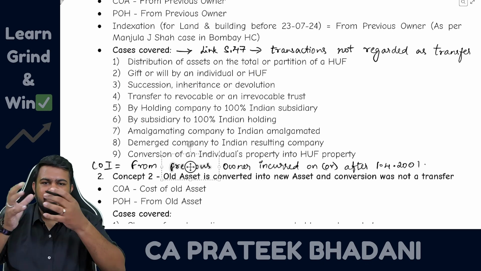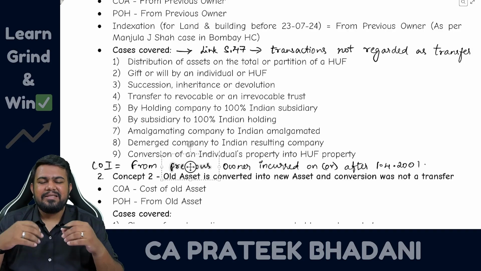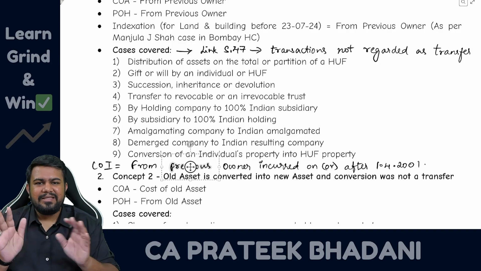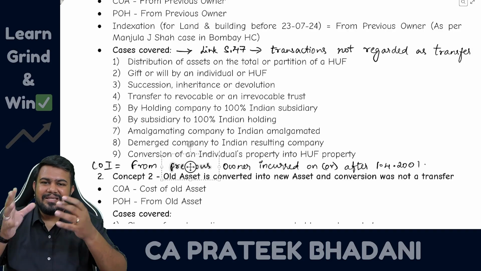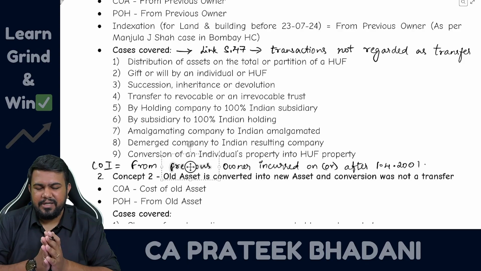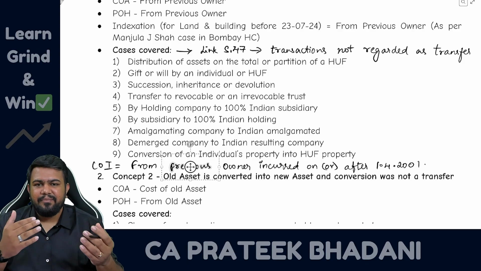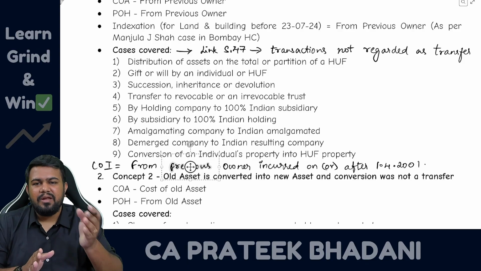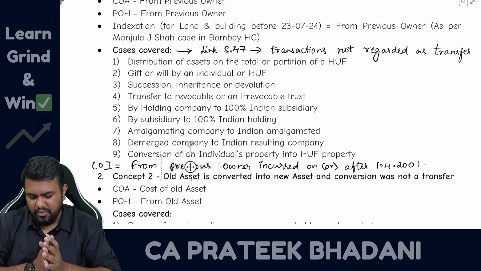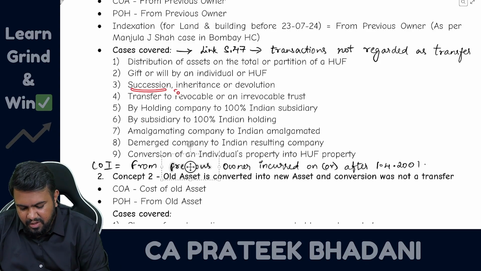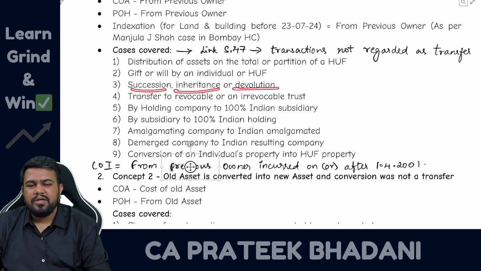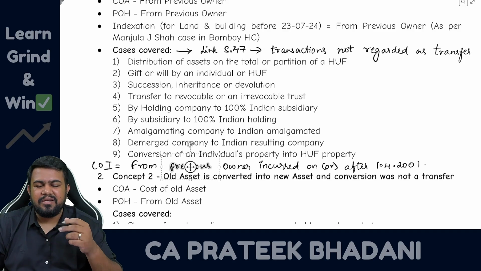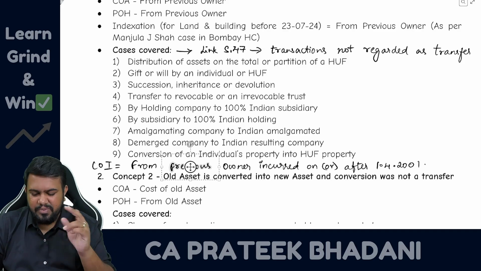Then gift or will by an individual or an HUF. Let's say the individual is getting a gift. In that case, if at all it is taxable, then this is not applicable. If the gift is received and no tax is being paid on it, in that case the cost will be taken from the previous owner, period of holding also from the previous owner. Then succession or inheritance or devolution. So even if an asset is received in succession, then take cost from the previous owner, period of holding from the previous owner.